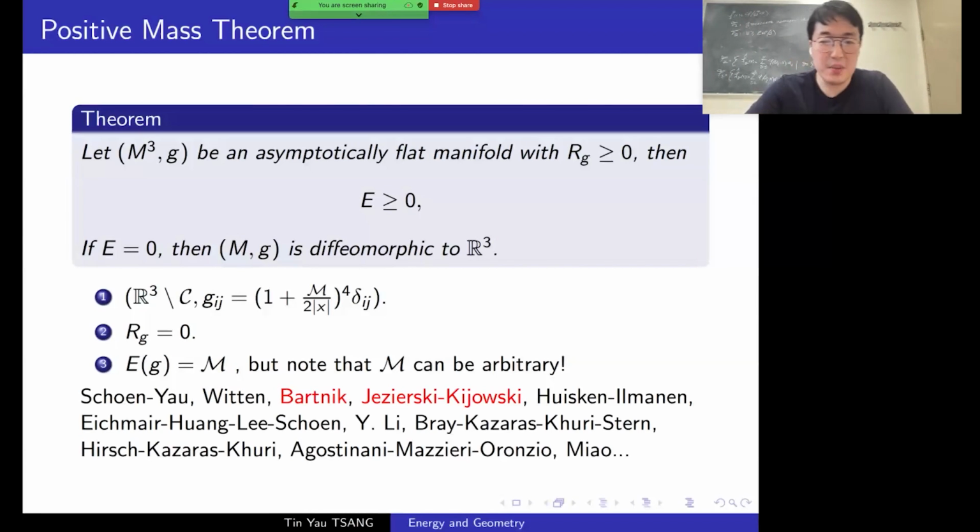So this theorem was proved by Schoen and Yau in 1979, and then reproved about two years later by Witten using a Dirac operator method. And then I just want to highlight two, which are Bartnik and Jezierski-Kijowski. Actually, they proposed using harmonic functions to prove the positive mass theorem already in the 1980s. So it's interesting. And then of course, I have to mention the methods by Stern, like Bray-Kazaras-Khuri-Stern and Hirsch-Kazaras-Khuri-Zhang.